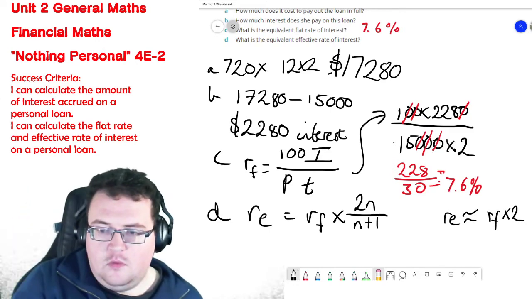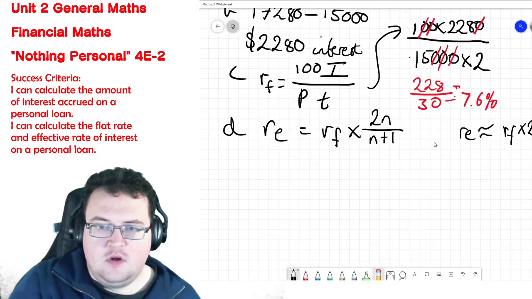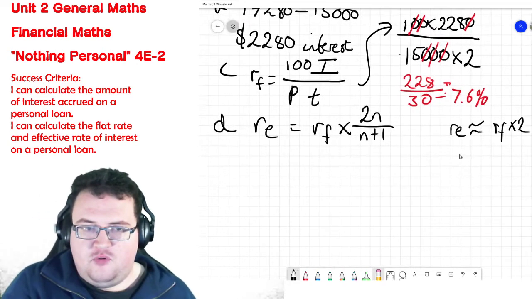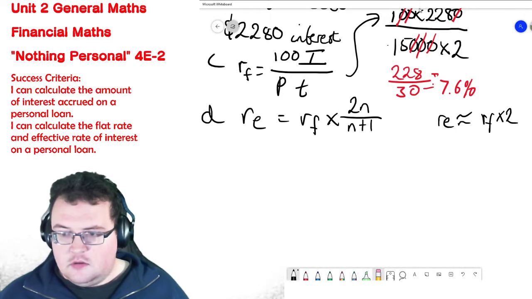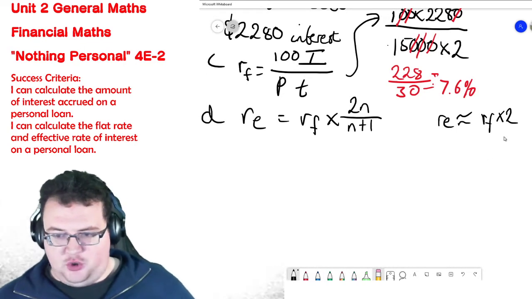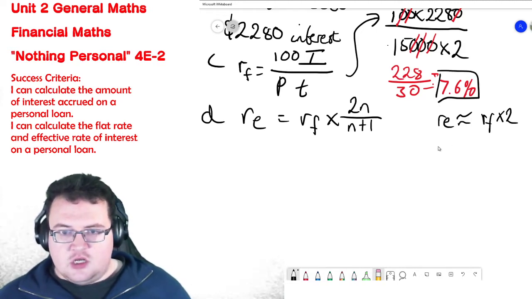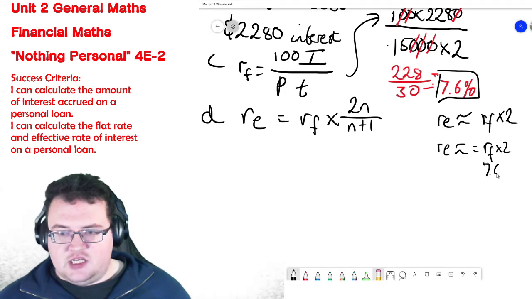But to actually calculate it, so we'll put here, it's RF times 2. So we have it, this is our RF. So RE is approximately equal to RF times 2, which is 7.6, which is 15.2%.